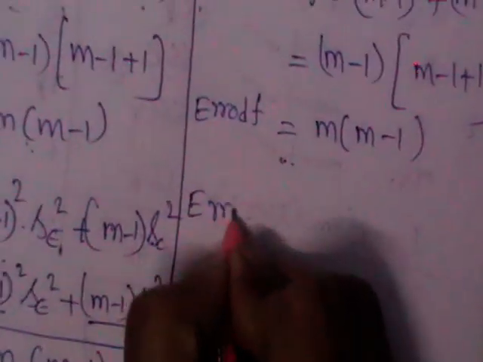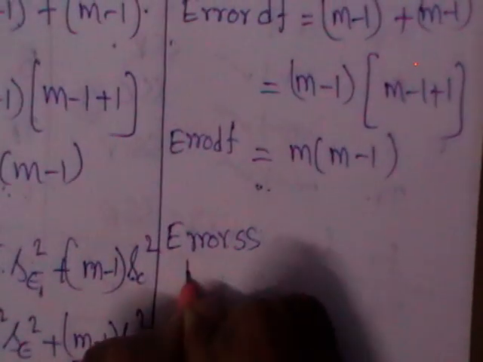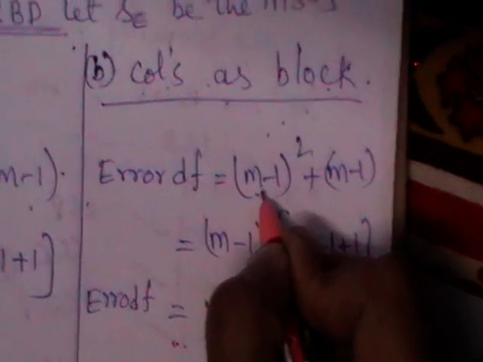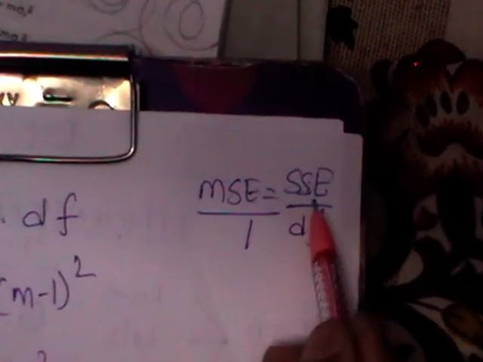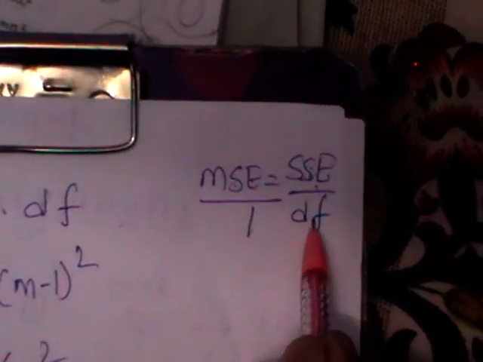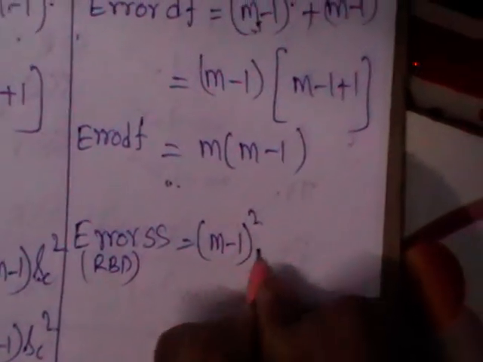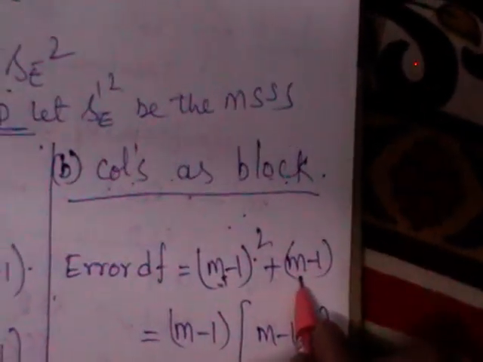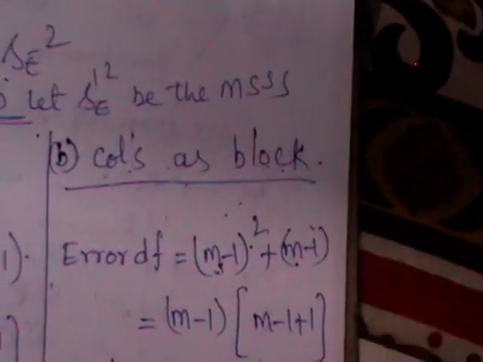Now let us find the error sum of squares in RBD. You need to multiply the degrees of freedom with the mean square error. M minus 1 whole square is the degrees of freedom of error, plus the rows term. You are adding rows, so this will be m minus 1 into SR square.